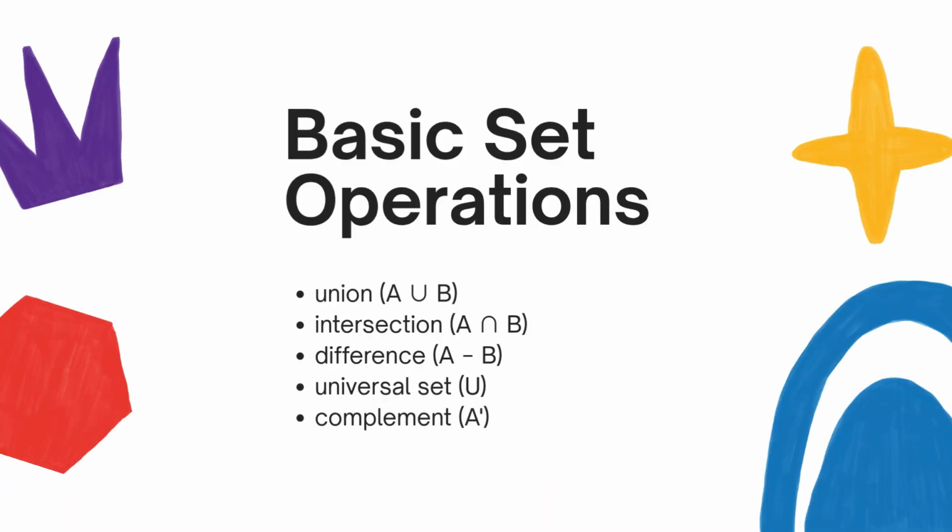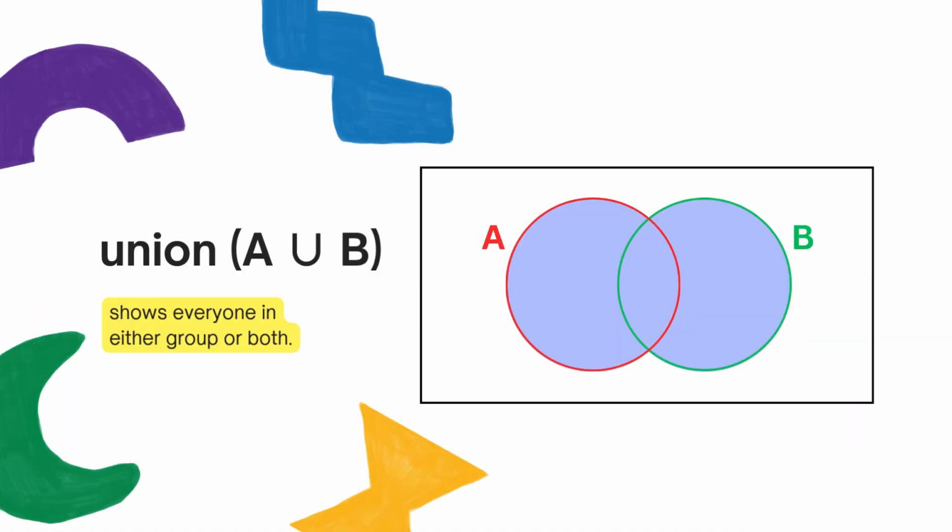Let's explore basic set operations and their meanings in social networks: union, intersection, difference, universal set, complement. Union, A union B, shows everyone in either group or both. The blue shade represents everyone in Group A, Group B, or both groups.